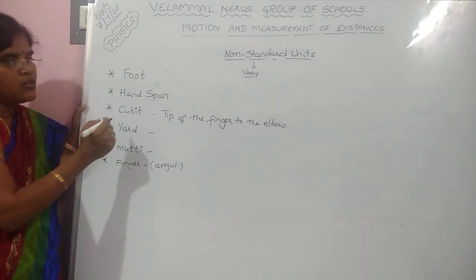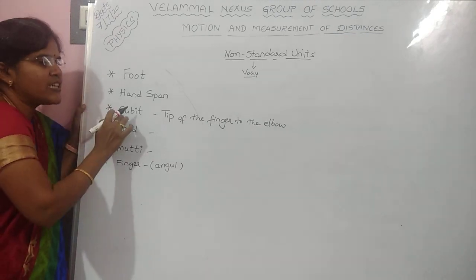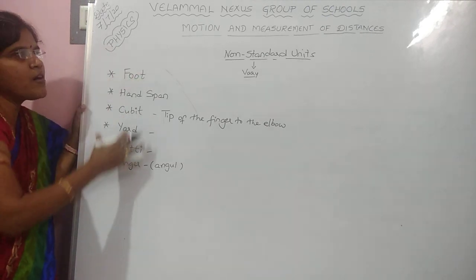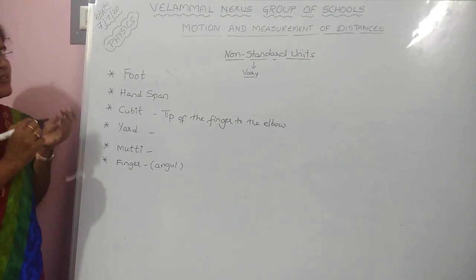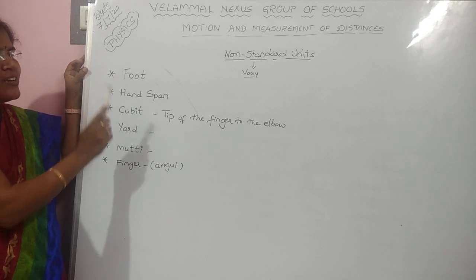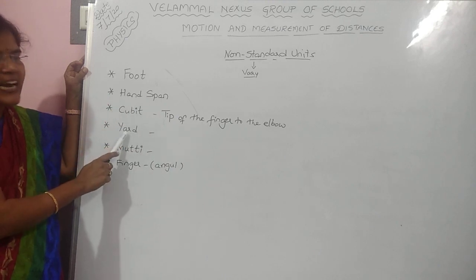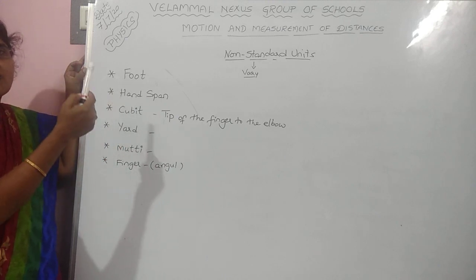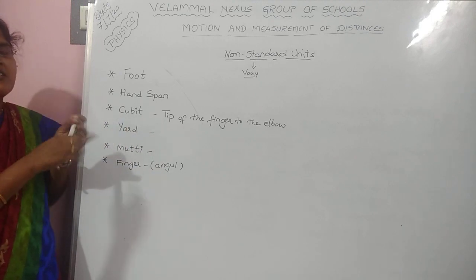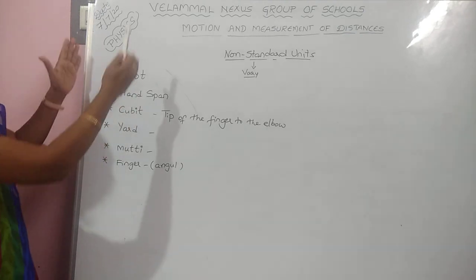Cubit was used in Egypt in the olden days. Later on, all over the world they started using it. Foot, from the olden days, all over the world they are using it. These are some of the non-standard units. Once again, children, foot was accepted all over the world. Generally, they use handspan and cubit. Cubit started in Egypt and later spread all over the world. King Henry started the yard in those days and everybody used it for measuring cloth. Muthi and finger angul, these are a few non-standard units. We call them non-standard units.